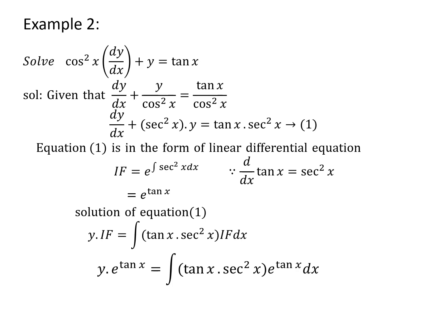How did we write secant square x? If you look into equation 1, instead of p of x and q of x, we got the values: secant square x as p of x, and q of x is nothing but tan x into secant square x, when you compare the given equation to the standard form. And move on to the next line, e to the power of tan x.